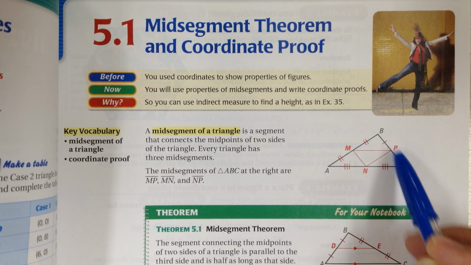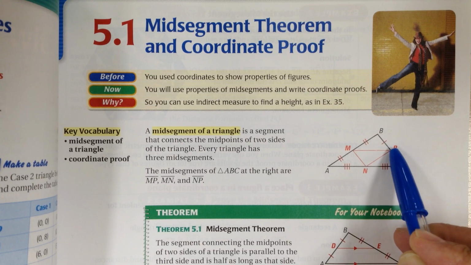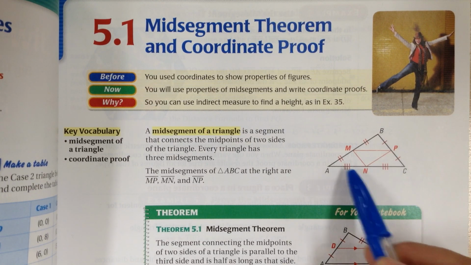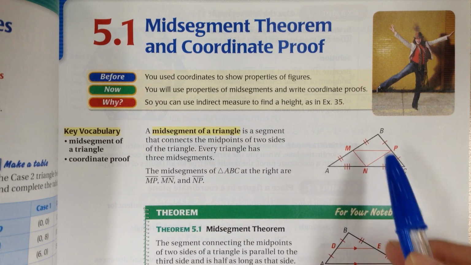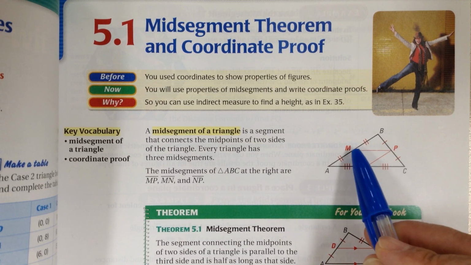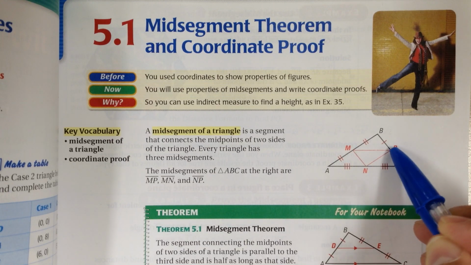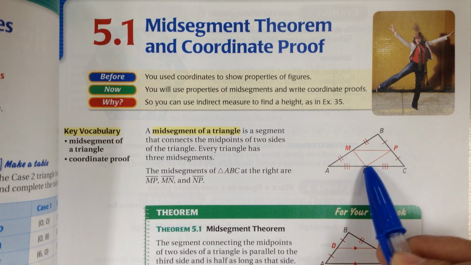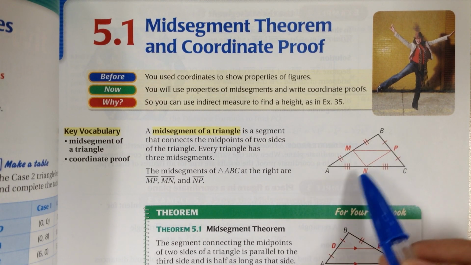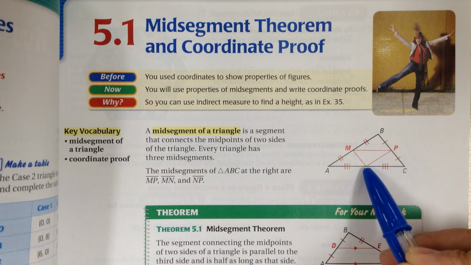Same thing over here. This marking shows that this is the midpoint because they're equal length. Same thing over here, these are equal length, so this is the midpoint. So this is the midsegment because it joins the midpoint on this side to the midpoint on this side. This is a midsegment because it joins the midpoint here and the midpoint here. This is a midsegment because it joins the midpoints.